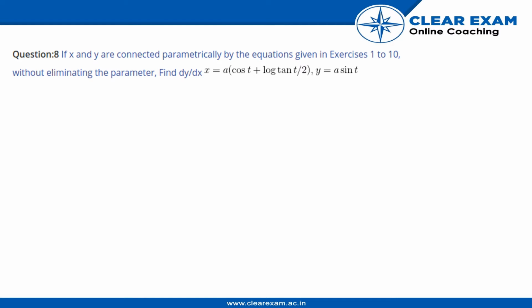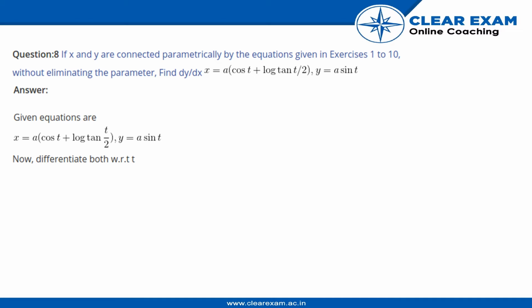x equals a (cos t plus log tan t/2) and y equals a sin t. We need to find dy/dx without eliminating the parameter t. So x equals a into (cos t plus log tan t/2) and y equals a sin t. Let's differentiate these equations with respect to t.